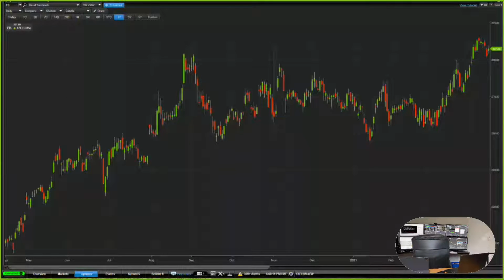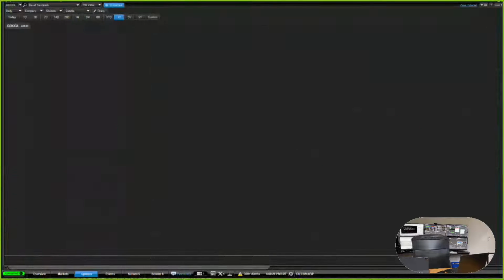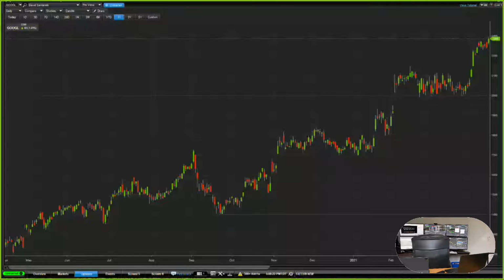So let's continue to go on the watch list here. Baba. Here's Baba. You got some nice breakouts there. Lately, it's just been consolidating. Here's a nice one on Google. What a breakout there. And I could show you how we find these consolidation areas and then wait for the breakout with our trade plan.